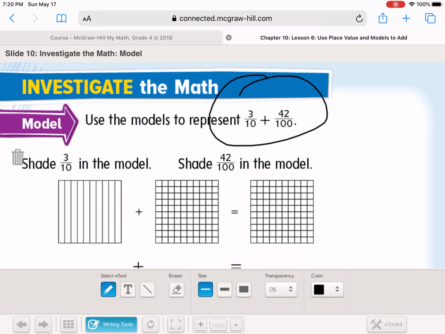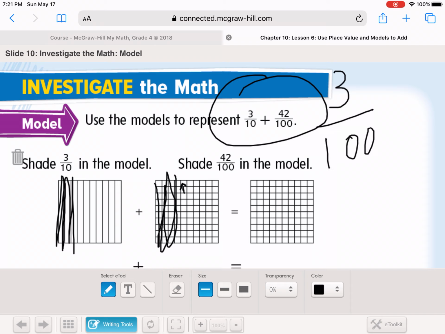So here's what we're going to do. We're going to shade in. It says shade in 3/10. 1, 2, 3, and 42: 1, 2, 3, 4, and then 2. But here's the thing. Here's what I'm going to do. I need to make my 10 a 100. So how do I do that? Easy. I add a 0. But when I add a 0 down here, I have to add a 0 up here. So I have to add 30 plus 42.